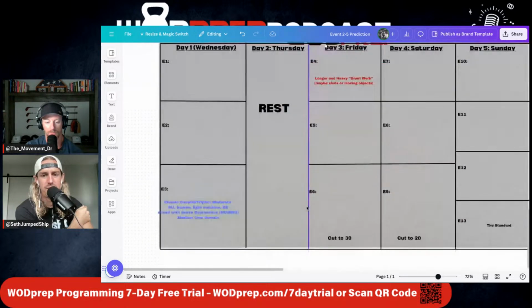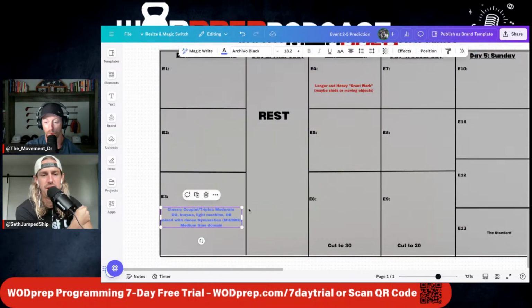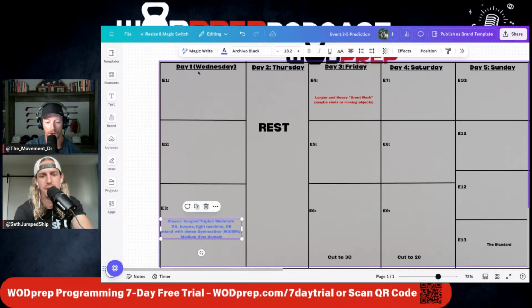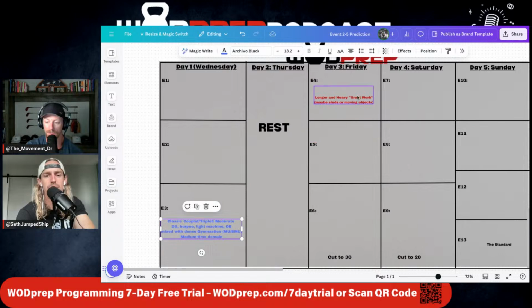So we have 2 tests on the board, right? We have a grunt work opening component on Friday, and we're finishing with the maybe more traditional high volume gymnastics couplet or triplet here, right? Okay, so that's where we're at right now. And I'd like to get this day finished, at least Wednesday, as we start to move forward.